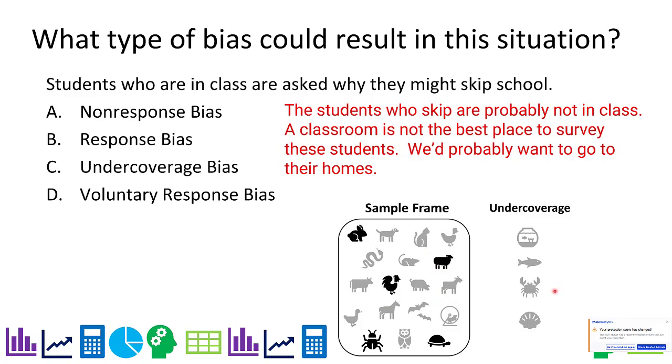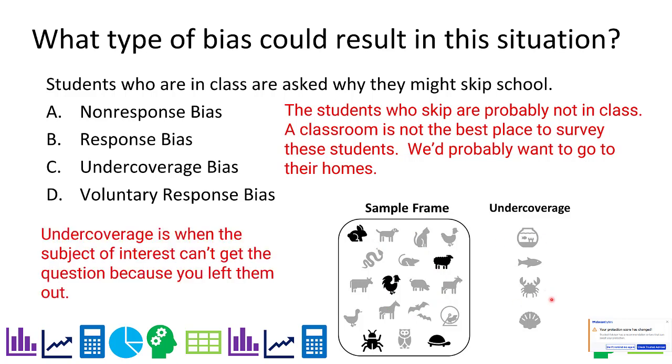They're over here. So undercoverage is when the subject of interest can't get the question because you left them out of your sample frame. So that's undercoverage bias.